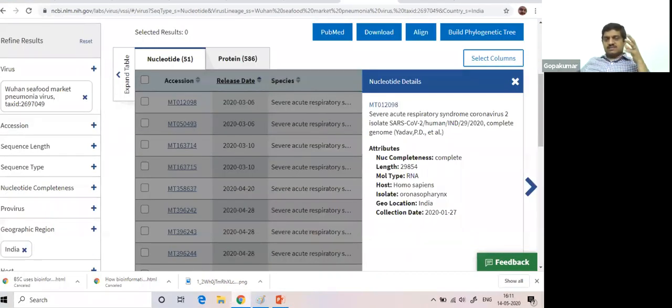When I clicked on the first link for the details, you can see the attributes. It's a complete length. And what is the length of that RNA genome? It was 29,854 nucleotides, Homo sapiens, and the geolocation is India. The collection date is 27th January 2020, which is, I think, the first infection that happened in India, in Thrissur district. You can go and look, and you will get the sequence. You have other information, and you can download the sequences and use them for your research or study purposes.